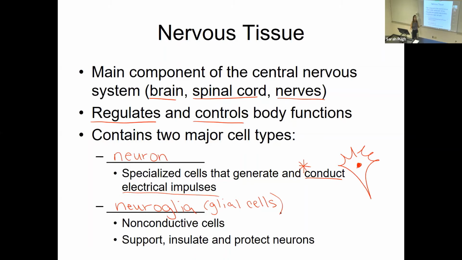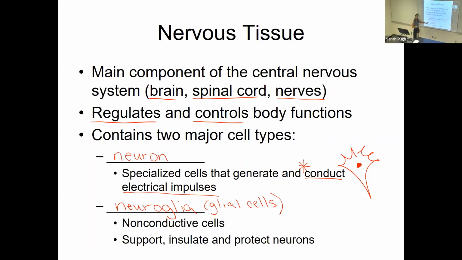Neuroglia are not conducting cells. They do not conduct electrical impulses. They do not send signals. They are not there for your brain to communicate with an area of your body or vice versa. They send no motor impulses. They get no sensory impulses. That's not their job. They are non-conducting cells.